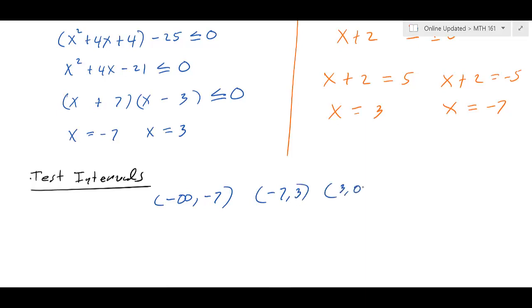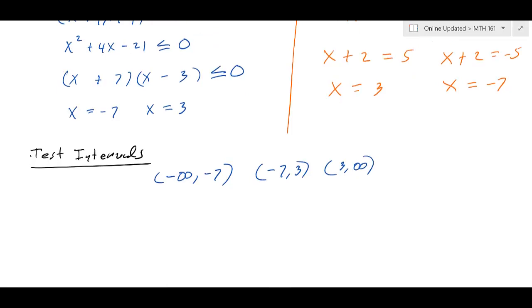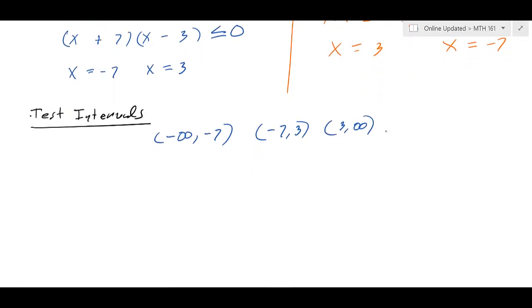And notice here, I want to emphasize this again. I mentioned it earlier. Notice I'm listing these numbers from smallest to largest. In other words, negative infinity up to the next smallest number, which is negative 7. So I want to go from negative infinity to negative 7, and then from negative 7 to 3, and then 3 to infinity. So if you're thinking of going from left to right, we're going from smallest to largest. So make sure you're setting it up in that order.